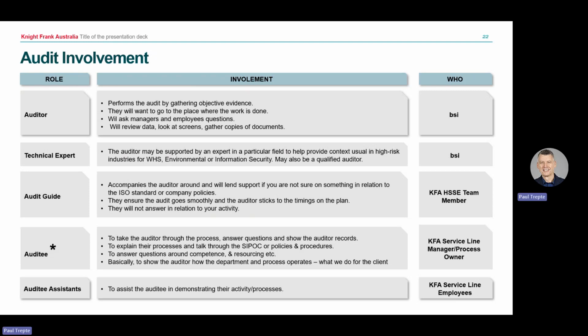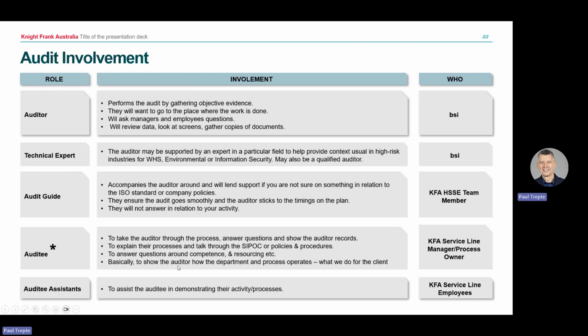They ensure the audit goes smoothly and the auditor sticks to the timings of the plan, but they won't answer in relation to your activity. If we're looking at something like property management, we're not going to answer questions in terms of, well, how's the lease produced? How's that agreed with the client? That's more around the process, and that's really where the auditee needs to answer.